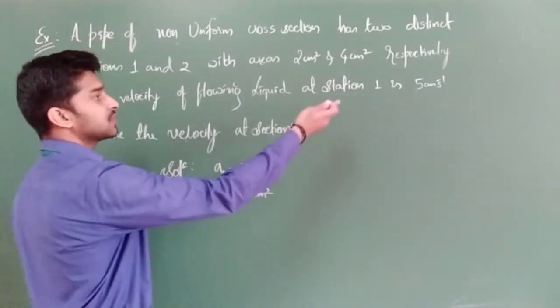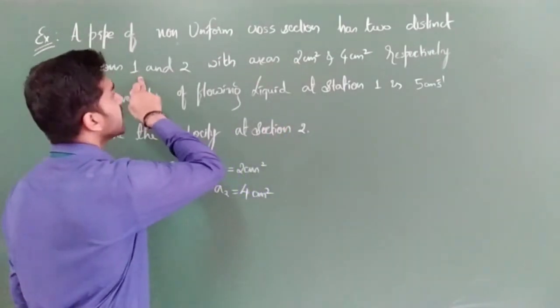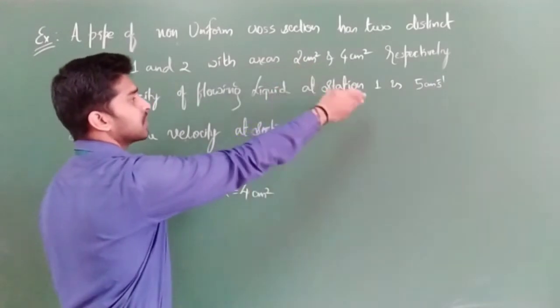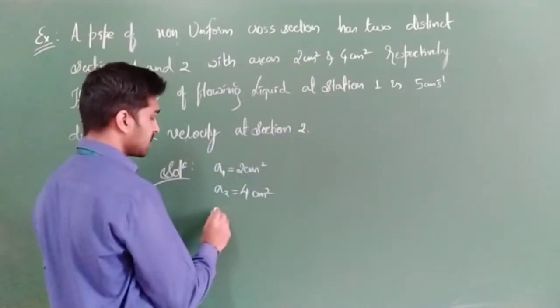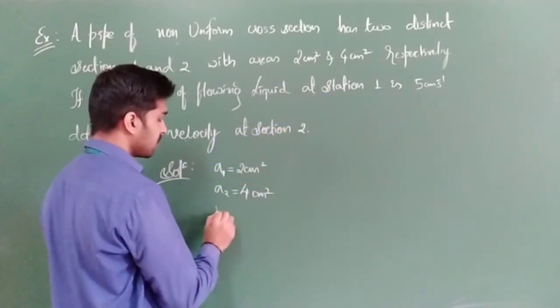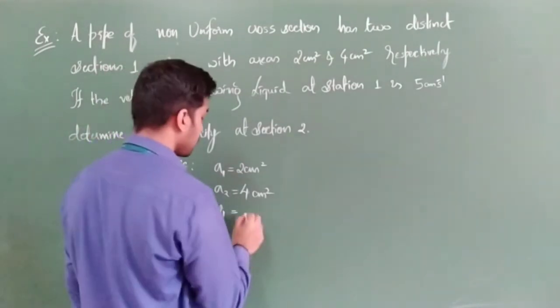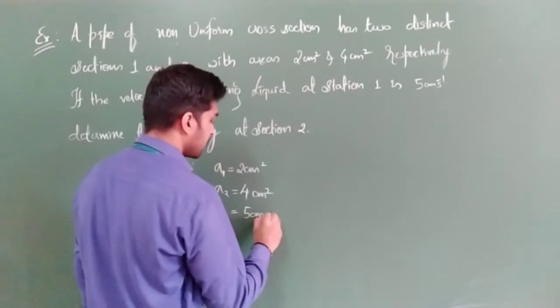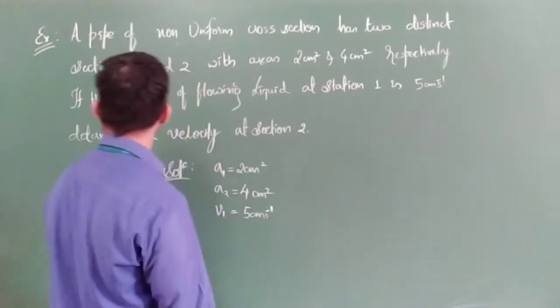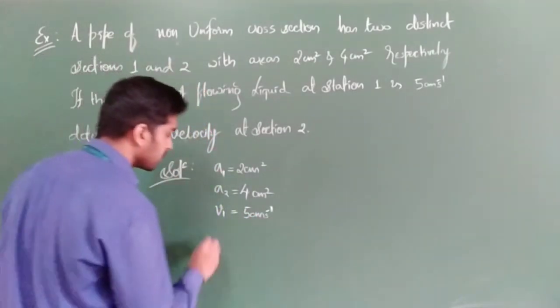If the velocity of the flowing liquid at station 1 is 5 centimeter per second, so station 1 is 5 centimeter per second. Station 1 area is 2 centimeter square. So what is 5 centimeters per second? That is nothing but V1. Correct? So V1 is equal to 5 centimeter per second. Clear? So determine the velocity at station 2, V2, they are asking.